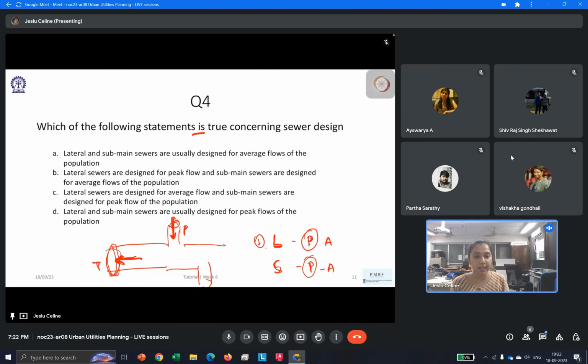Last year when we had this live session, there was a huge discussion about this where some students felt that for laterals only average is required, but for main, for submain sewers you need to have peak. So it's good that in this class it's come out nicely that for both we need to design for peak. So which one will the option be? Option D, lateral and submain sewers are designed for peak flows of the population. Any doubts in this question? No. Okay, we can proceed further.